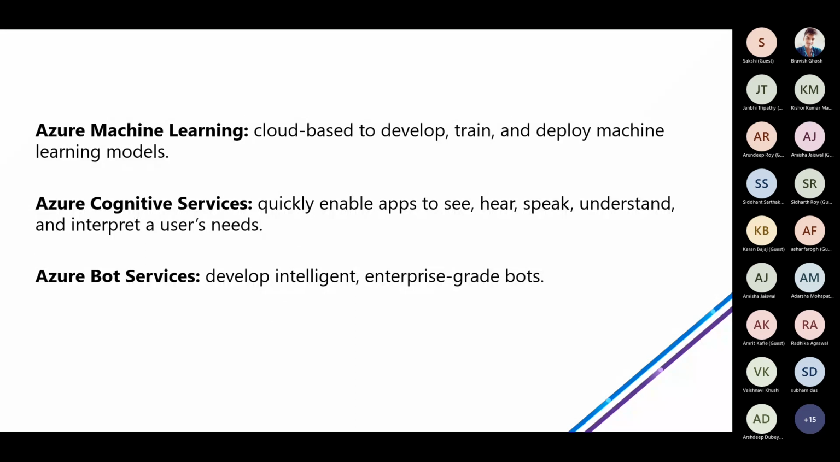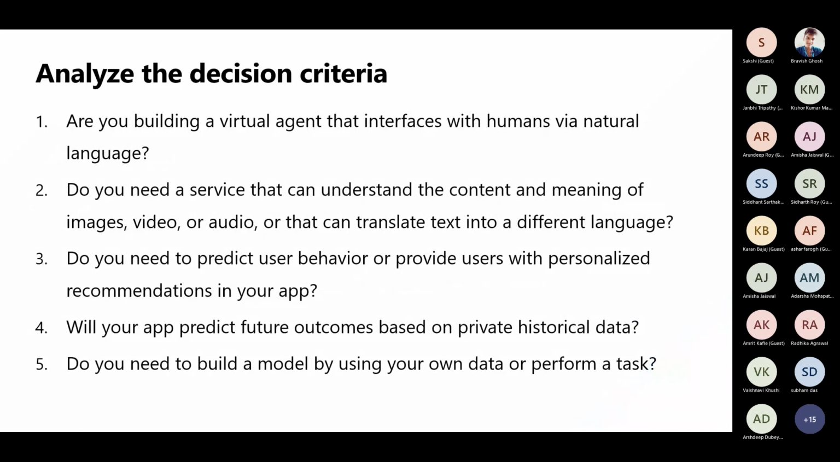Okay. So let us now analyze the decision criteria. What decision will we make in which scenario? Here we have like 5 scenarios. First, are you building a virtual agent that interfaces with humans via natural language? Okay. So that's a no-brainer.